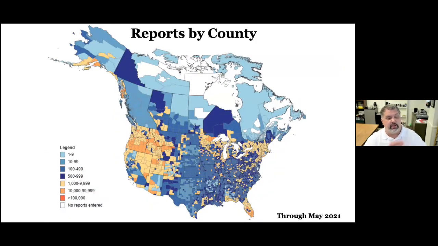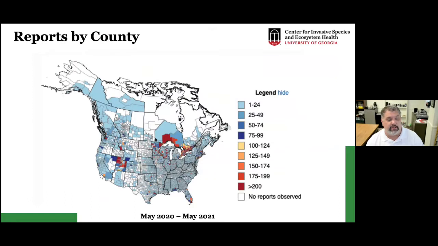And this is a look at the data, the number of records across US and Canada, for all of EddMapS. And so we've got pretty good coverage now throughout of data of where things are. And over the past year, yes, there are some gaps when you start looking at it on the annual basis, but pretty good coverage of where data is coming in.